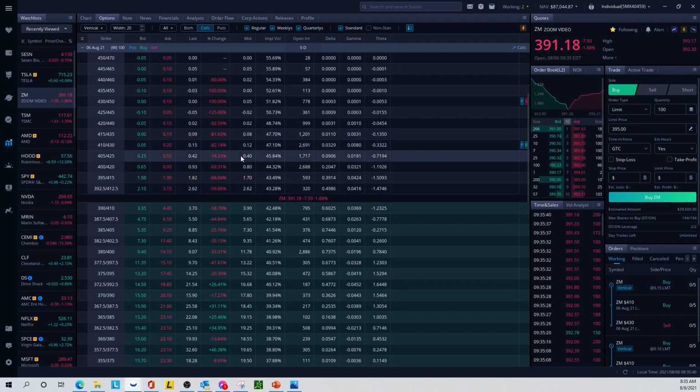And even though there's quite a few open interest, so quite a few contracts that are open, I don't really know if those are call contracts or put contracts. All you know is that there's 2,691 contracts that have been opened and need to be closed at this spread, 410, 430.